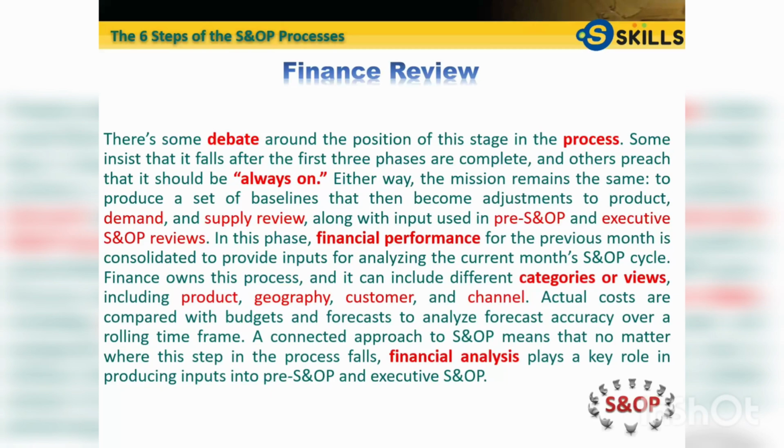In this phase, financial performance for the previous month is consolidated to provide inputs for analyzing the current month's S&OP cycle. Finance owns the process, and it can include different categories or views including product, geography, customer, and channel. Actual costs are compared with budgets and forecast to analyze forecast accuracy over a rolling time frame. A connected approach to S&OP means that no matter where this step in the process falls, financial analysis plays a key role in producing inputs into pre-S&OP and executive S&OP.